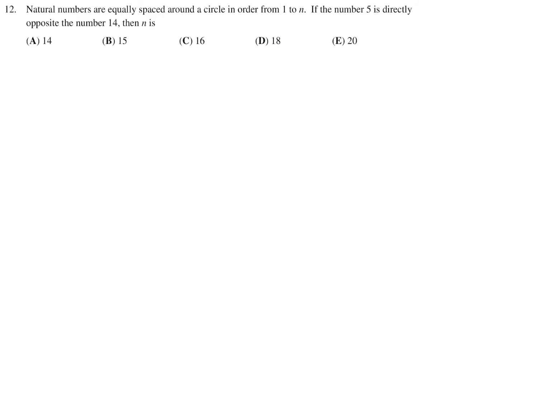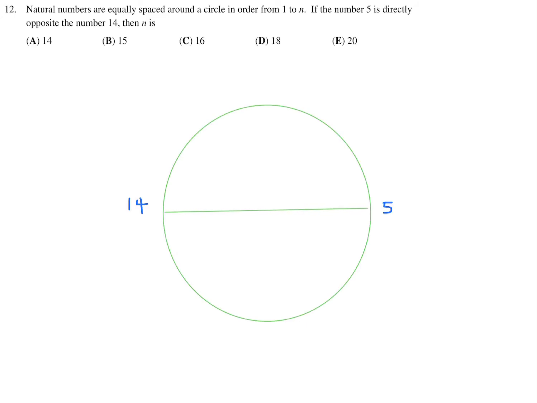Natural numbers are equally spaced around a circle in order from 1 to n. If the number 5 is directly opposite 14, then n is? All right, let's draw ourselves a circle. And they are telling me that the number 5 is directly opposite 14. So it's sort of like a clock, but not exactly, because clocks wouldn't have that kind of a scenario. But you can kind of think of it like that.